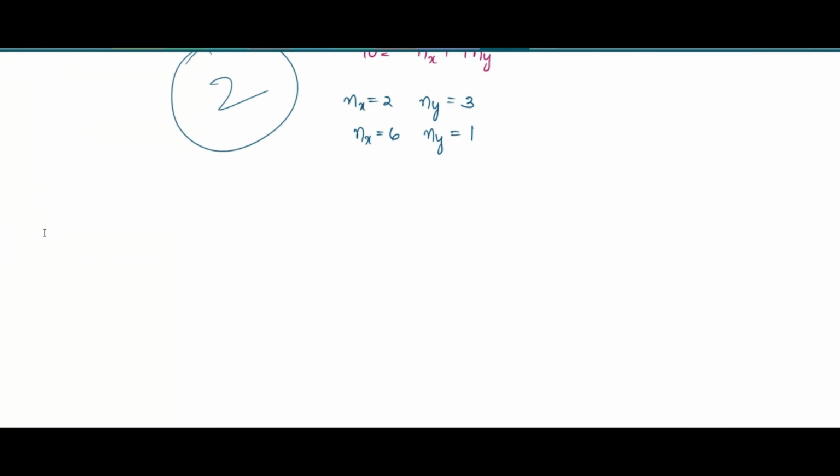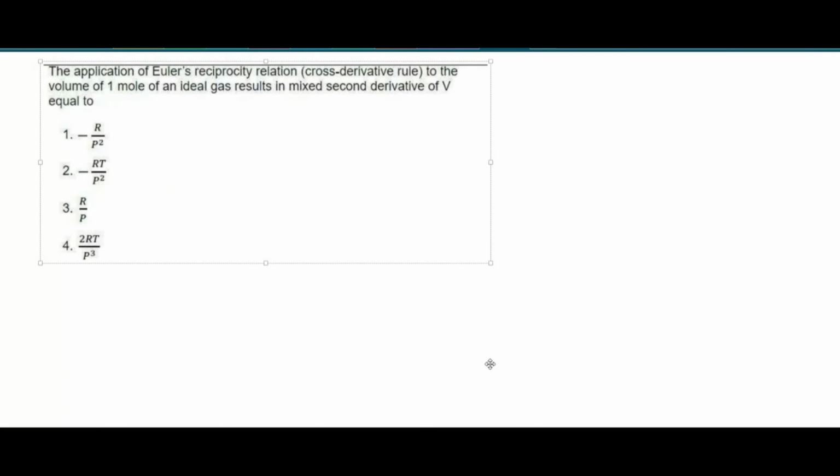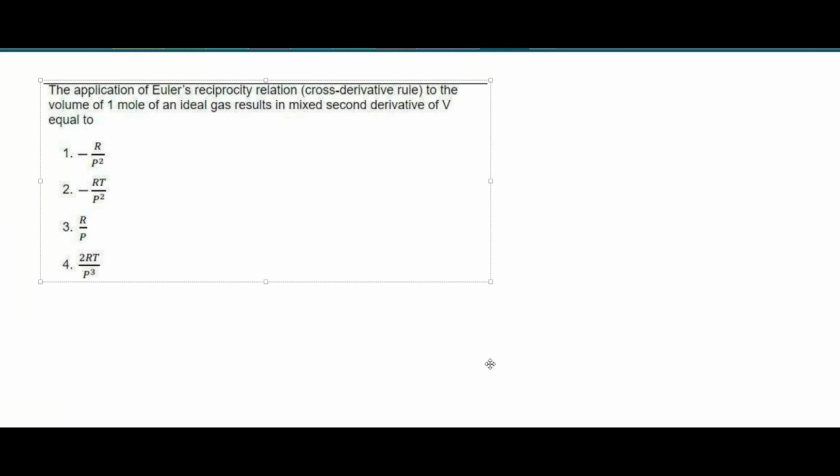Next question. The application of Euler's reciprocity relation to the volume of 1 mole of ideal gas results in mixed derivative of V equal to. Nothing, they have just twisted it around and said it. You have to apply Euler's rule. You know what Euler's rule is? We discussed it in the last class. Euler's reciprocity relation to V. They have said ideal, right?